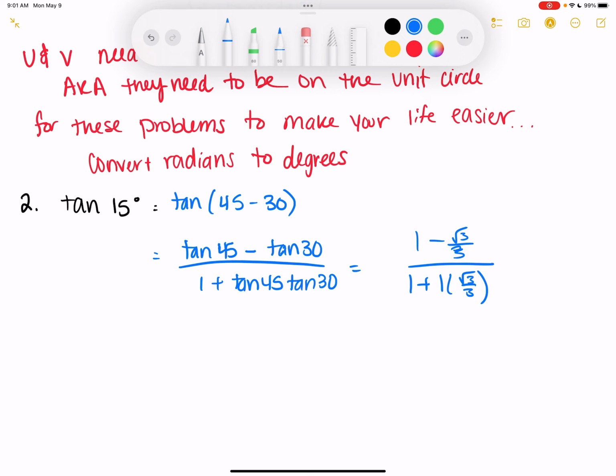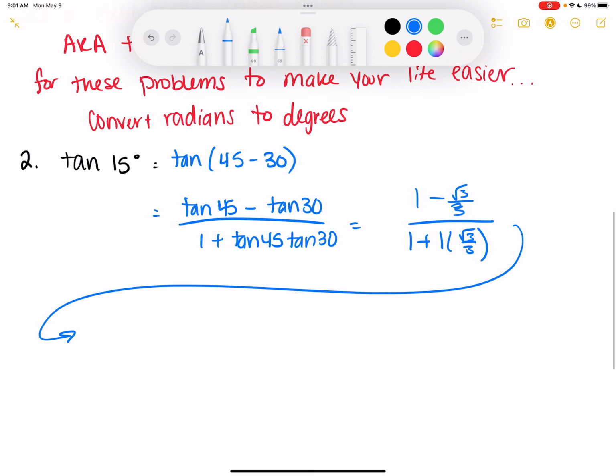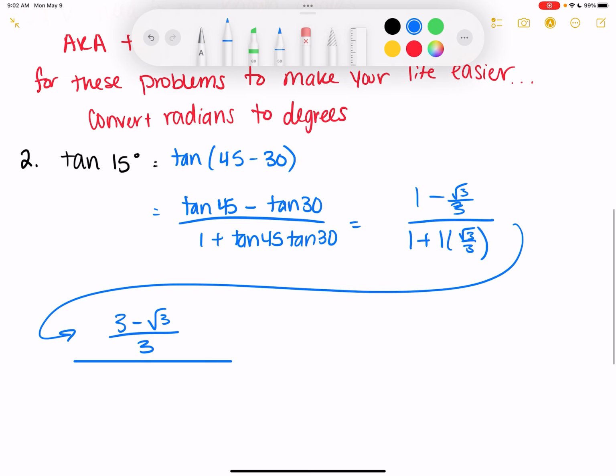So I'm going to loop down here so I can work my way across. I'm going to do 3 minus root 3 over 3 on top. I'm just going ahead and making it 1 instead of having to do 2 separate steps. And then on the bottom, because this is like root 3 over 3 plus 1, I'm going to do 3 plus root 3 over 3.